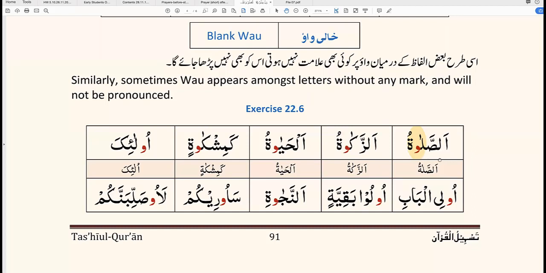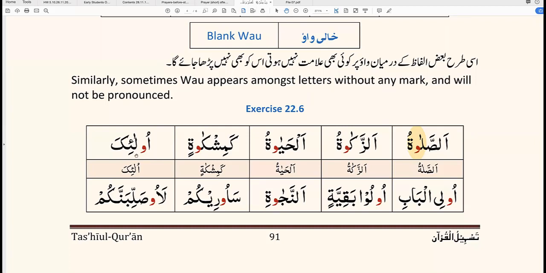As-salatu. Az-zakatu. Al-hayatu. Kamishkatin. Ulaika. Well done. Okay, sweetheart.